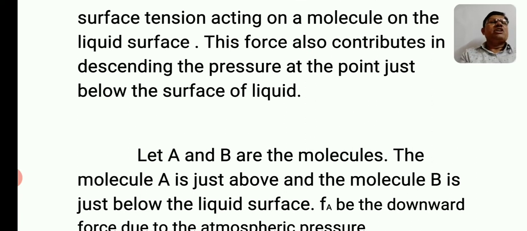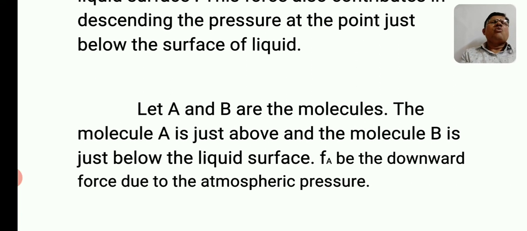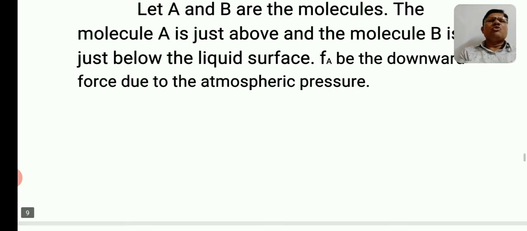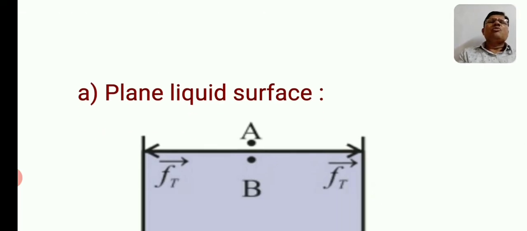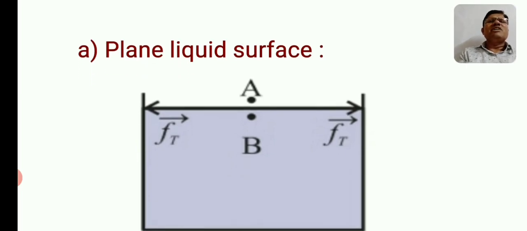For this, we consider that A and B are two molecules. The molecule A is just above and the molecule B is just below the liquid surface. Let F be the downward force due to atmospheric pressure, due to which there are three cases. First of all, we are going to see the plane liquid surface.